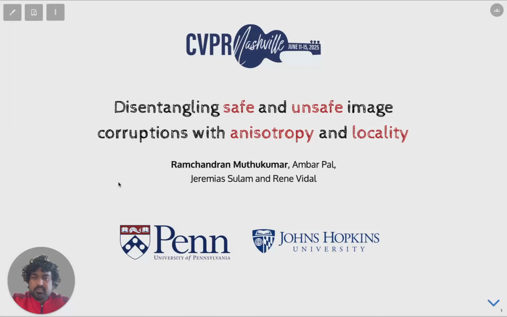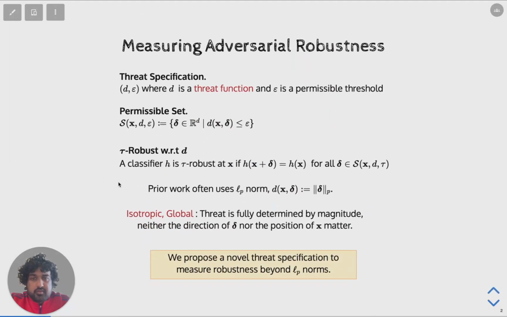Hi, welcome to my talk on disentangling safe and unsafe image corruptions with anisotropy and locality. Today we're going to talk about adversarial robustness.